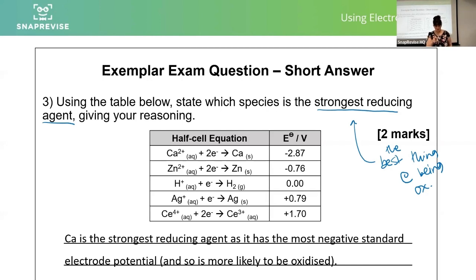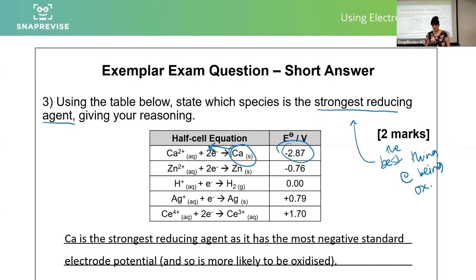Oxidation is the reverse of the equations that are shown, because it's got loss of electrons. So I'm looking at the thing, as I go through the backwards reaction, that is best at being oxidized, so worst at being reduced, which would be the most negative. In the backwards direction, that must be my calcium that can be oxidized to become calcium 2+. So calcium is the strongest reducing agent as it has the most negative standard electrode potential and so is more likely to be oxidized. Confusing. Hopefully you're happy with that.